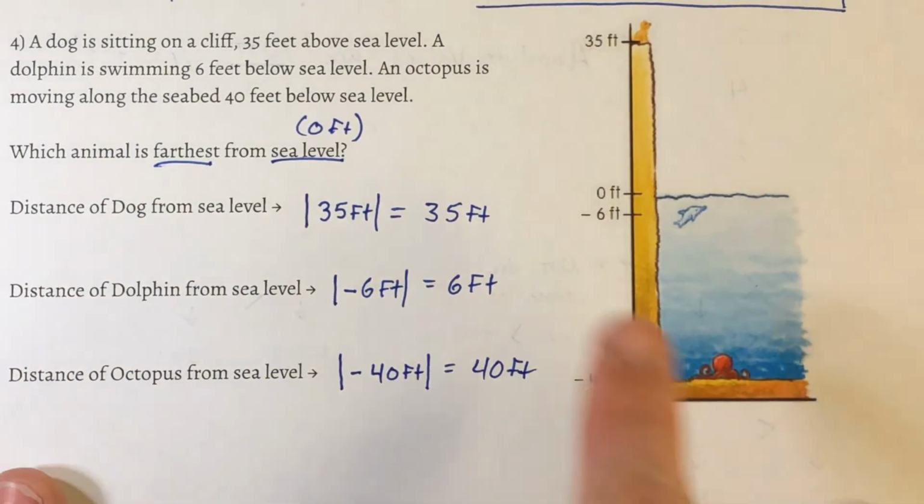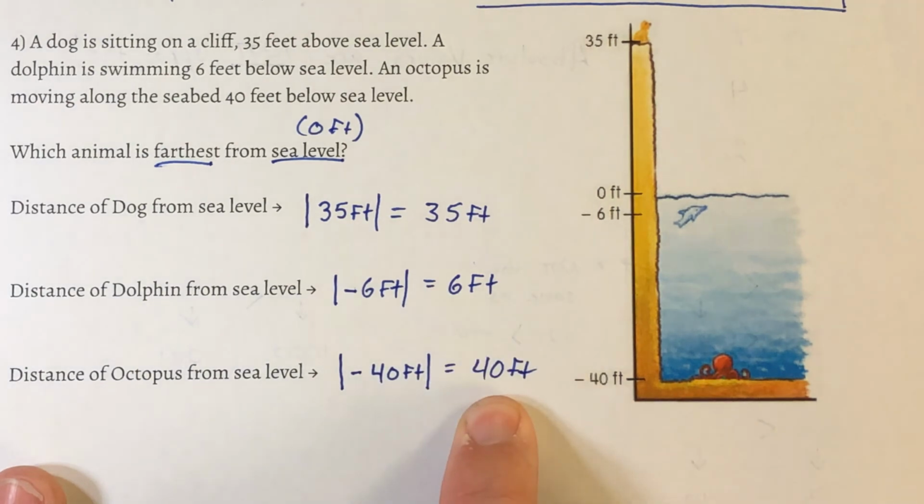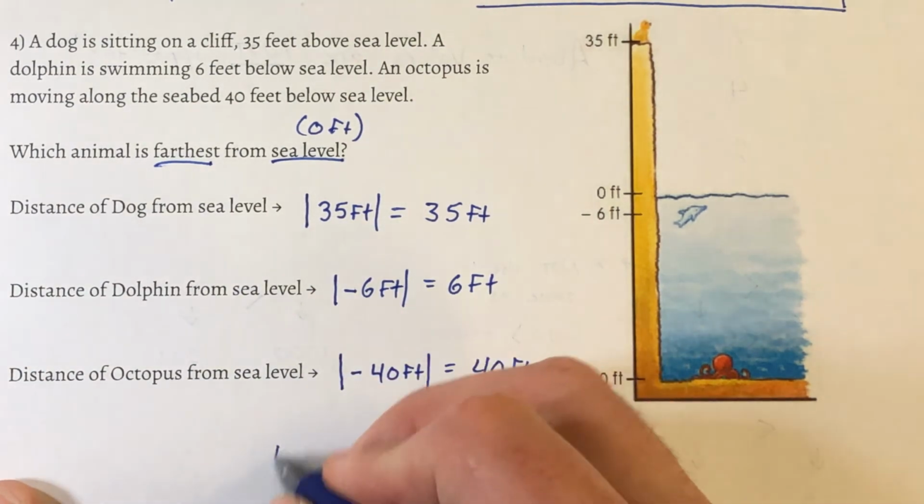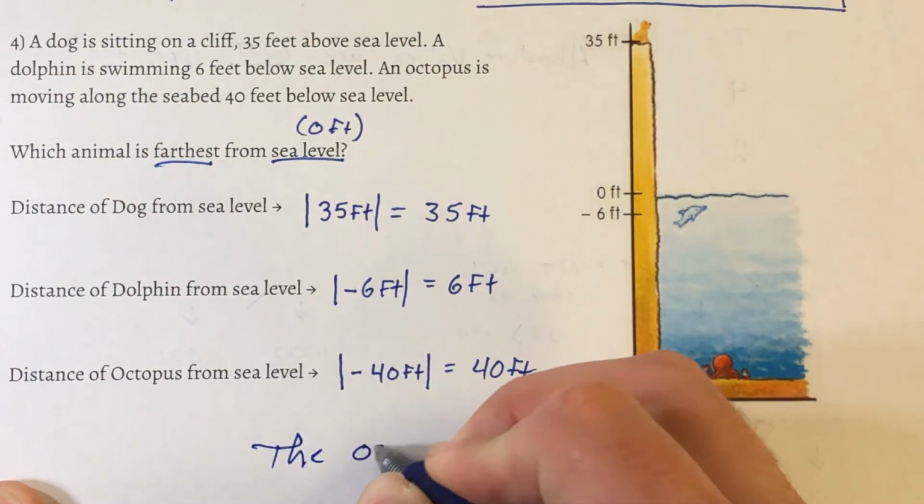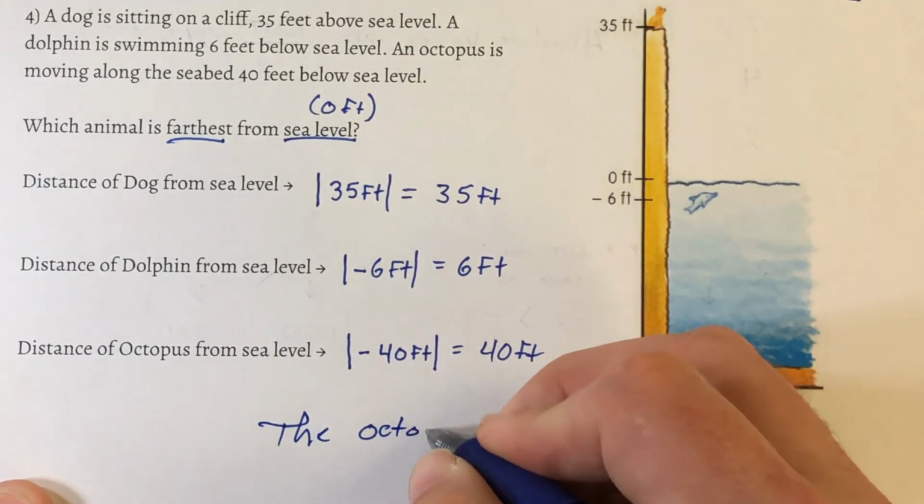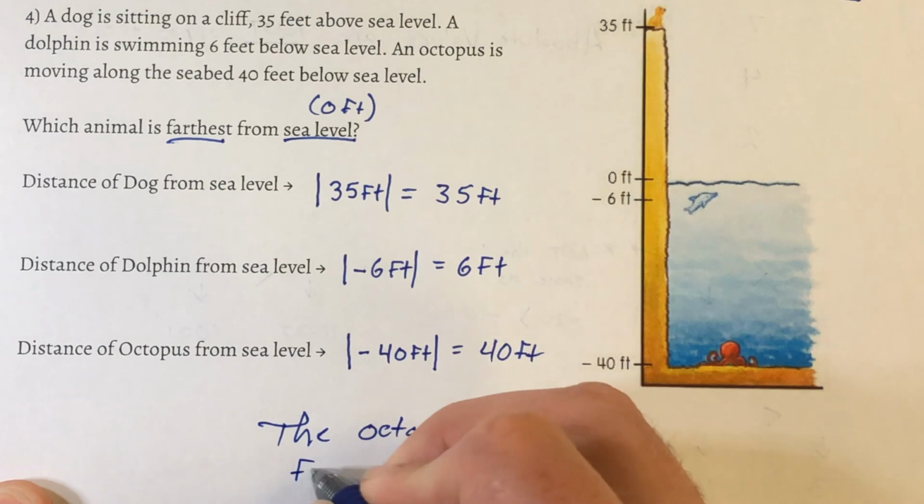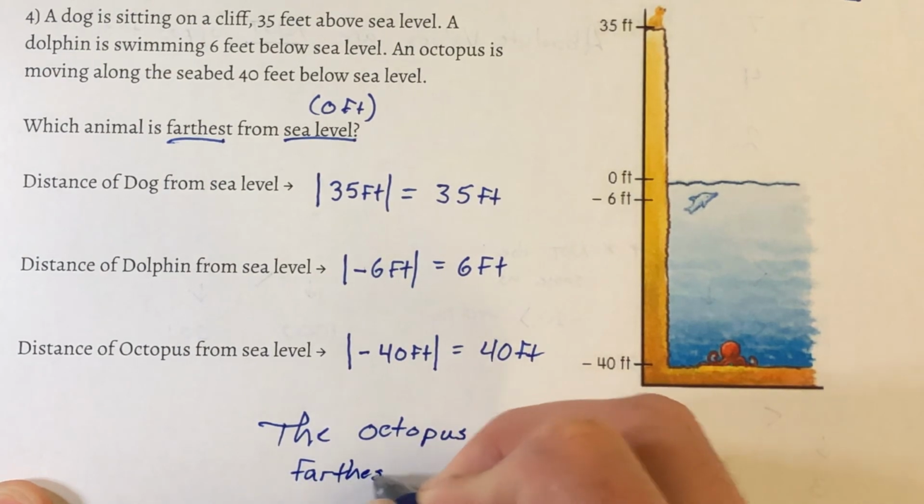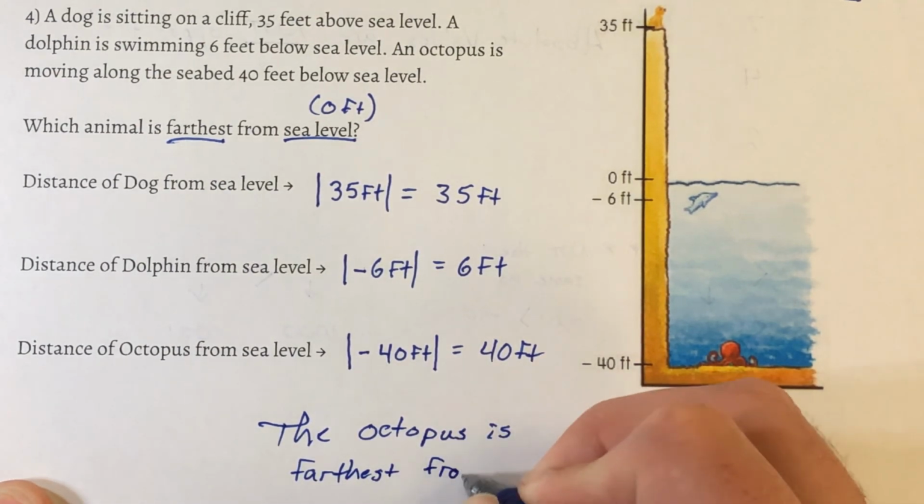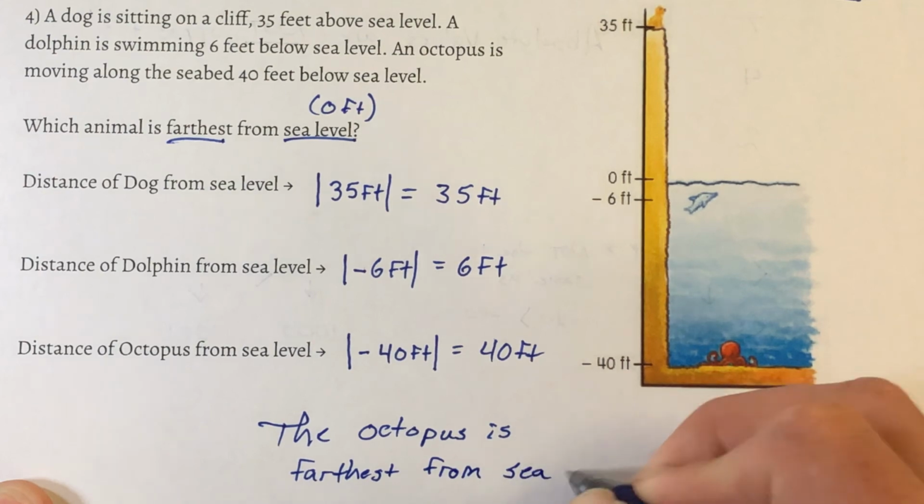So now I'm going to see which one is the biggest. Well, it would be 40 feet. So who is farthest away from the ocean level or sea level? It would be the octopus at 40 feet away. So that is going to be our answer. The octopus is farthest from sea level.